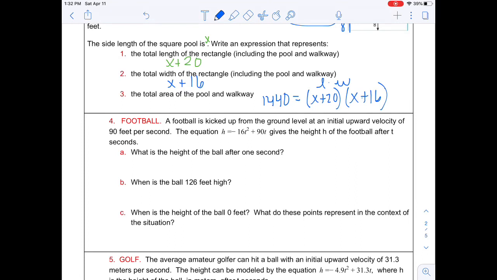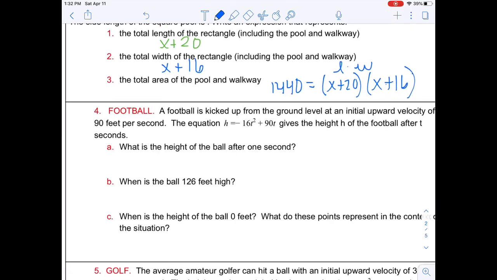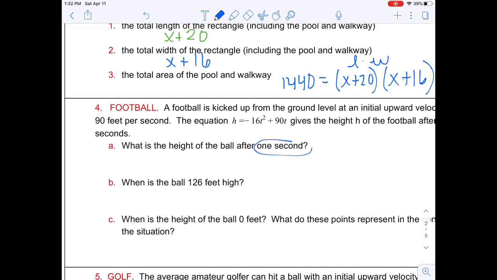We're talking about football here. A football is kicked up from the ground level at an initial upward velocity of 90 feet per second. The equation h equals negative 16t squared plus 90t gives the height h of the football after t seconds. What is the height of the ball after 1 second?